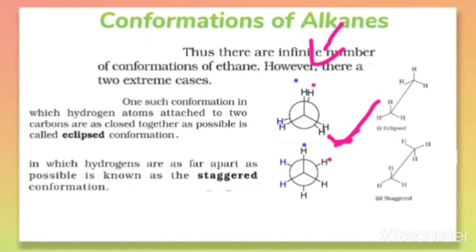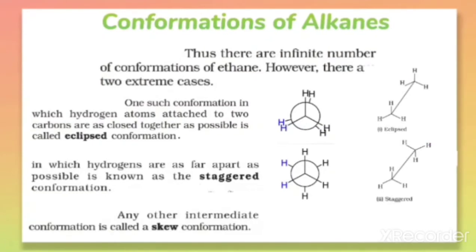That can also be seen in this case. This is also the eclipsed form, this one is the staggered form. So here you can see the first carbon is stationary, the second carbon was rotated. At that time you can see this hydrogen's position is now on this side. So here we have studied the two conformations, eclipsed and staggered, and the intermediate conformations are called skew conformation.